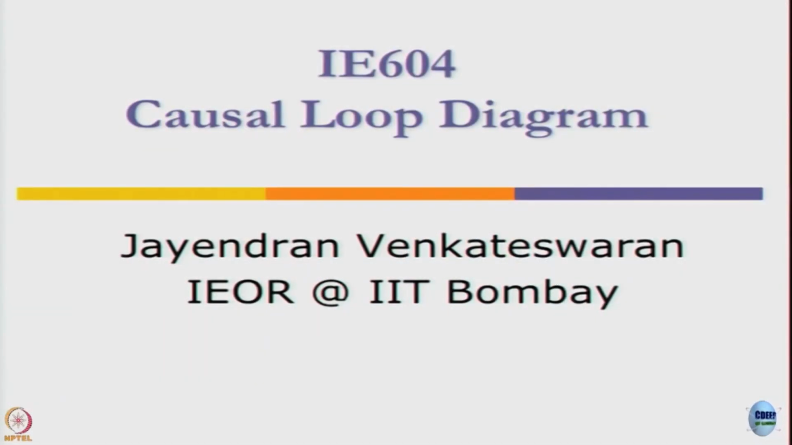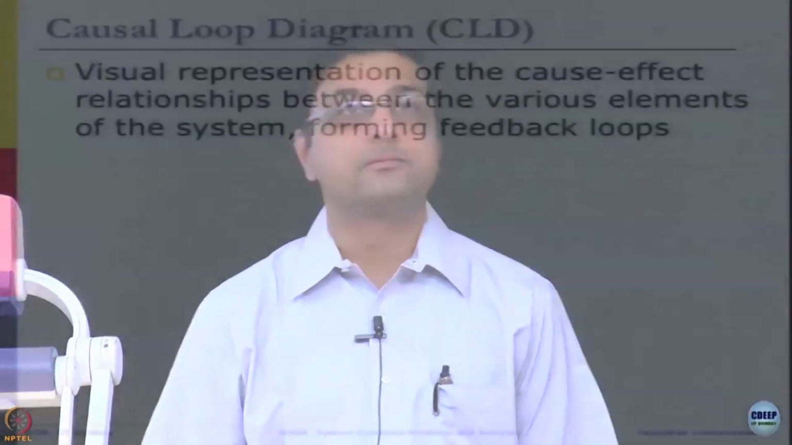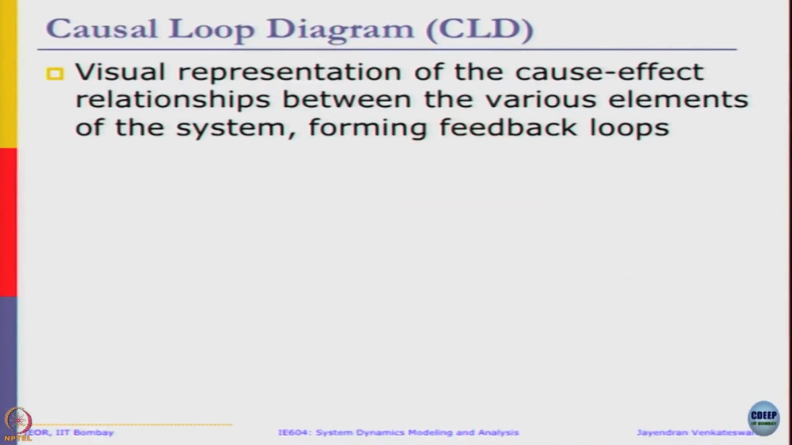These are the four concepts we discussed as basics for system dynamics modeling. Since the underlying theme will be to look at things that evolve over time, that is a dynamic behavior, we will be starting with one of the first pillars of that, which is the causal loop modeling. So, let me introduce you to that. So, causal loop diagram. The basic idea here is the causal loop diagram is nothing but a visual representation of the cause and effect relationship between various elements of a system forming feedback loops.